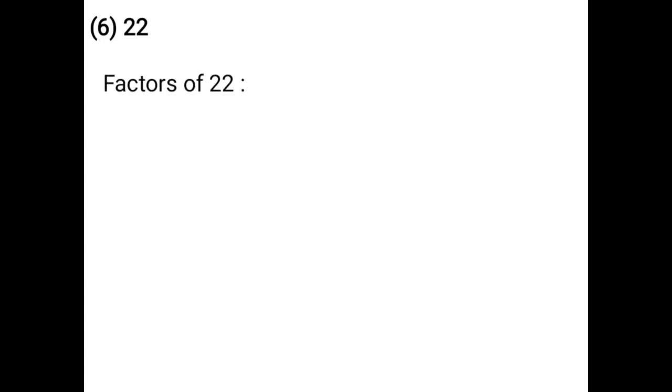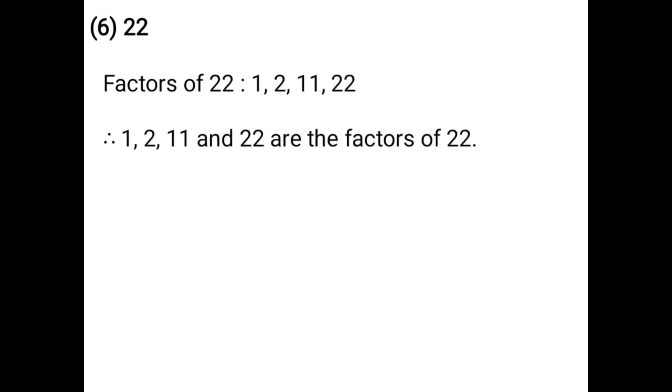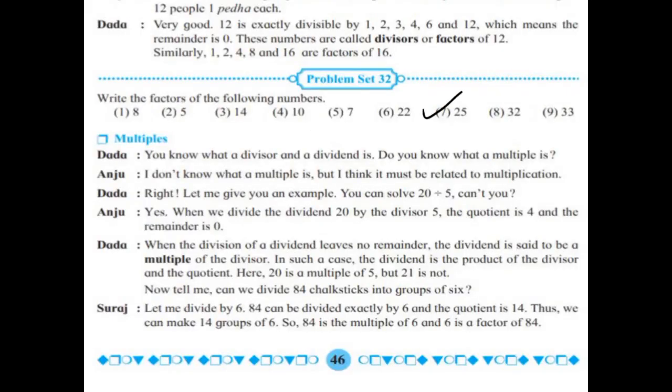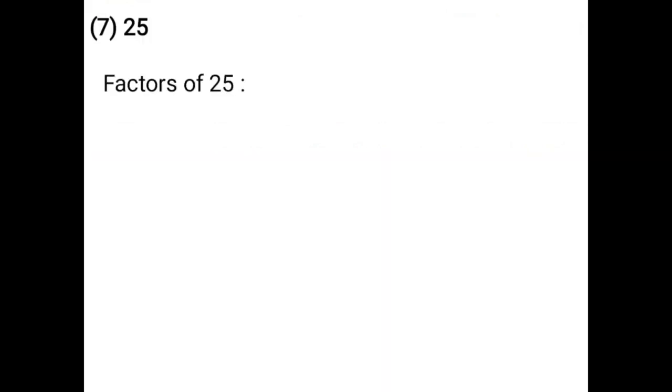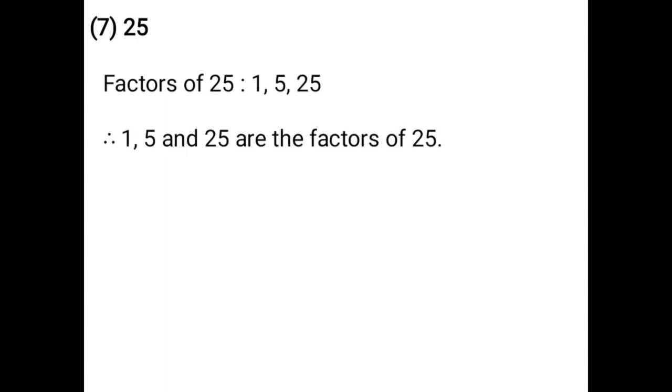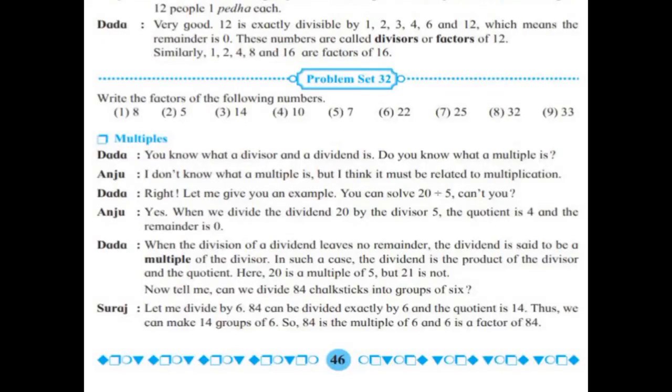22. Factors of 22. Tables going of the number 22 are 1, 2, 11, 22. Therefore, 1, 2, 11 and 22 are the factors of 22. 25. Factors of 25. Tables going of the number 25 are 1, 5, 25. Therefore, 1, 5 and 25 are the factors of 25.